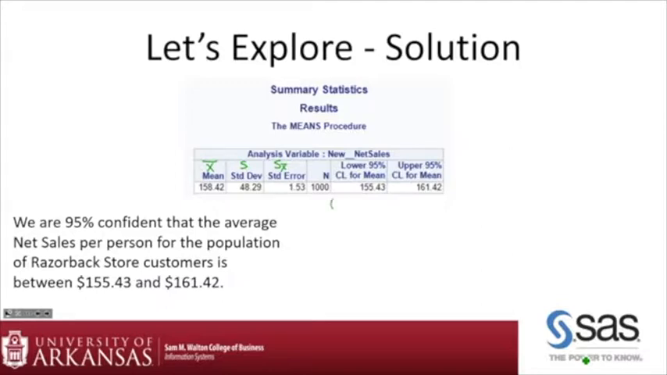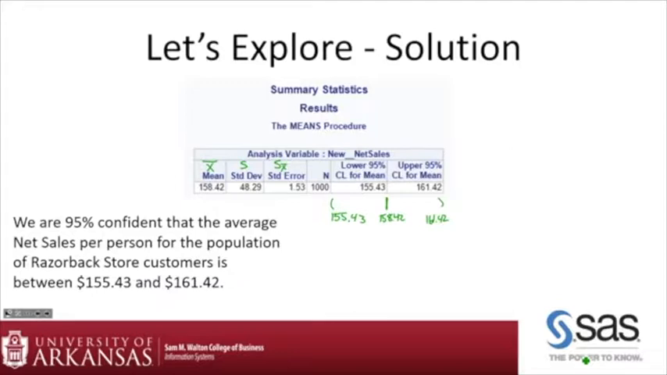So we have a confidence interval from $155.43 to $161.42. Here in the middle is our sample mean of $158.42. That's kind of nice, isn't it?